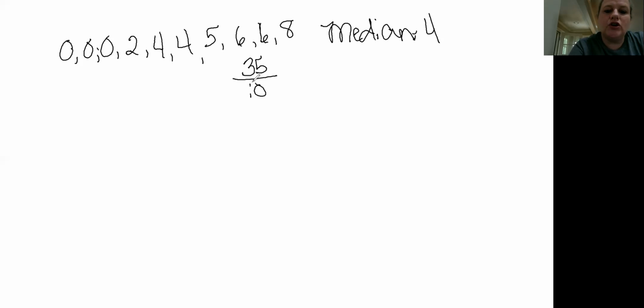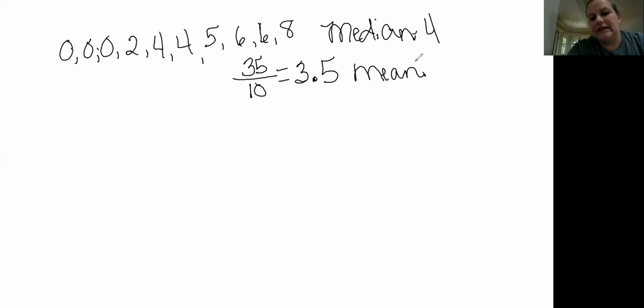divided by 10 starts. Now, you may think you only need to divide by 1, 2, 3, 4, 5, 6, 7. But that isn't true because these zeros count, even though they don't add value to the total, they still count as numbers we need to divide by. So we're dividing by 10. And we know that when we divide a number by 10, it's like moving the decimal 1 place to the left. So that's 3.5. Okay, so that's the mean. So the average number of runs that he allowed per game was 3.5.